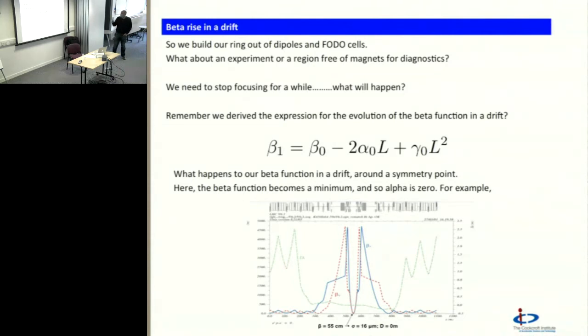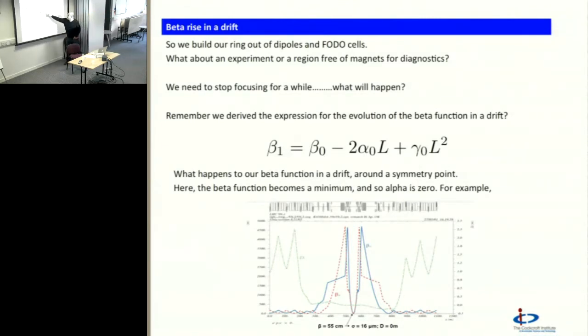But now look at the answer. So if we have a drift, we have some beta function at some observation point. This is how it evolves. So what happens to our beta function in a drift around a symmetry point? Well, at a symmetry point, here's the LHC. There's the interaction point where beta is minimized, so alpha is 0.